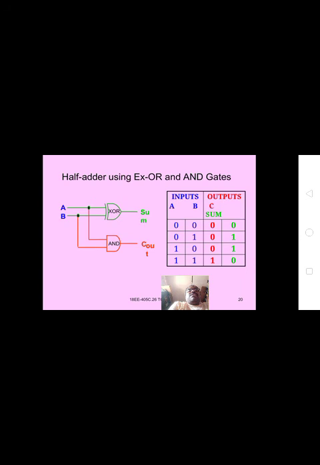Inputs are mixed with each other, so it is nothing but a combinational logic circuit. I have given the truth table also. For carry, it is 0, 0, 0, 1. For sum, it is 0, 1, 1, 0.